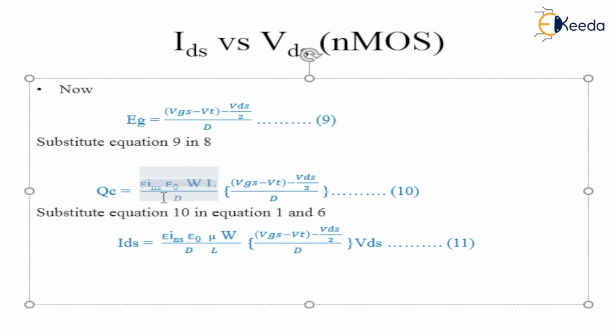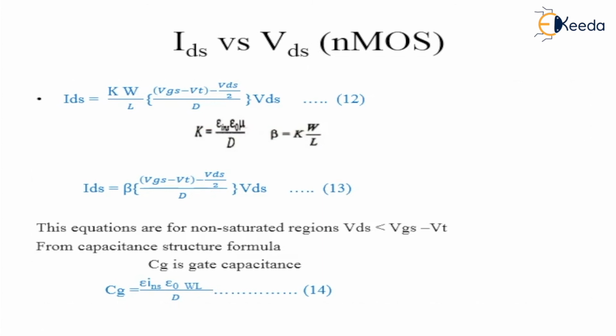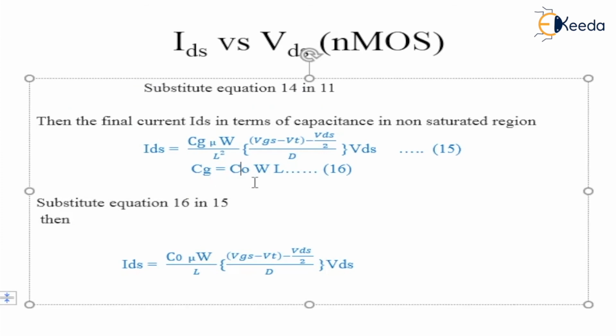So this total acts like a capacitor and this is a voltage. So Q is equal to C into V is a basic formula. So can I write this C as epsilon WL by D? So that thing is written here: gate capacitance as epsilon WL by D. To convert this gate capacitance into oxide capacitance, it becomes C naught, and gate capacitance Cg is equal to C naught into W into L.